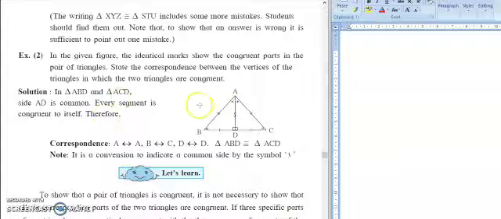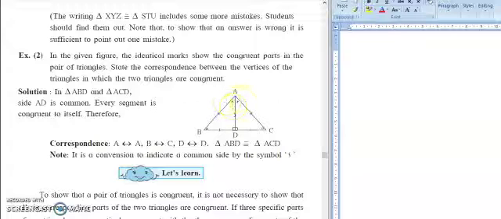So in triangle ABD and triangle ACD, side AD is common. This side is common, meaning every segment which is common is congruent to itself. If we include this side AD in this triangle, then also it will have the same length. If we include this side AD in the other triangle, then also the length will remain the same. So this side is congruent to itself, whether it is included in this triangle or in this triangle also. So we have a correspondence pair as A is congruent to A.